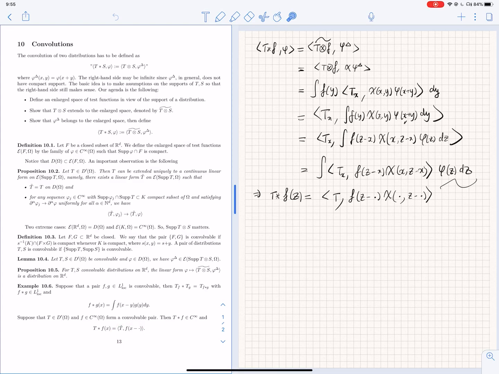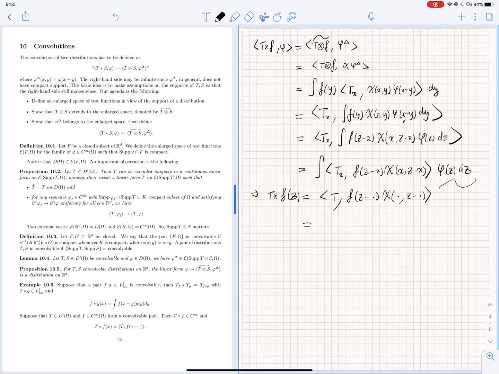Okay, so we can just write one more step. So this will be T tilde, f of z minus the variable, if we can show that this guy, for any z fixed, is C infinity on the dot variable, and it takes the value 1 on the intersection of the support of T and the support of f of z minus variable. Okay, and this we can show because of the assumption on this chi in here.